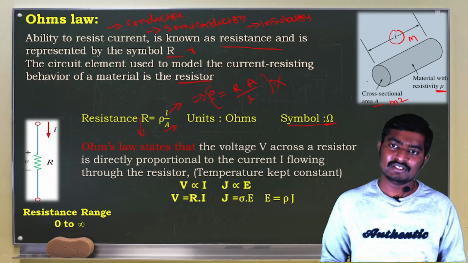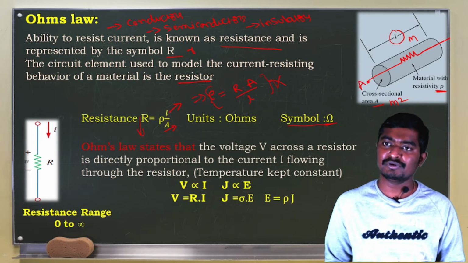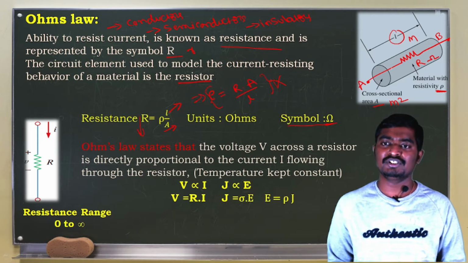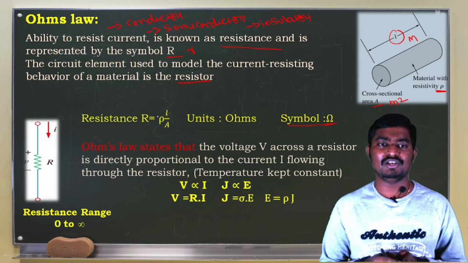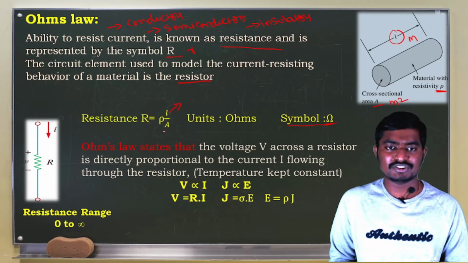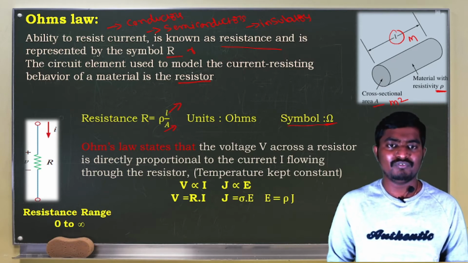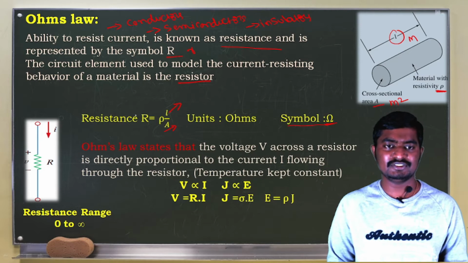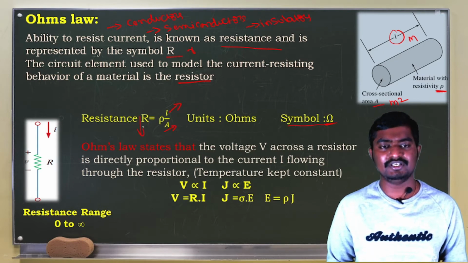This resistance can be modeled like this. This is terminal A and this is terminal B, and its value is represented as R ohms, and R is given by rho into L by A. Resistance value here depends on the length of the wire and the area of cross section of the wire. So from this formula, we can say that if the length of the wire increases, resistance increases. If the length of the wire decreases, resistance decreases.